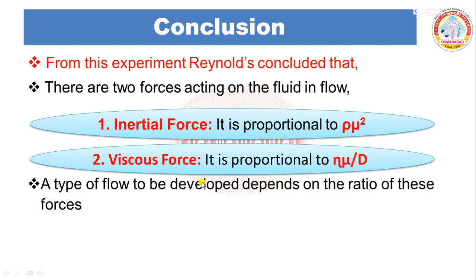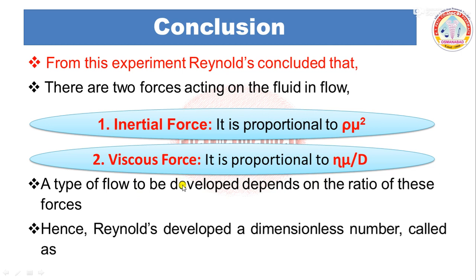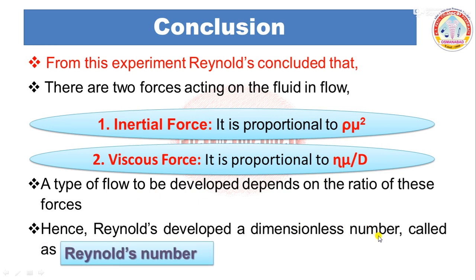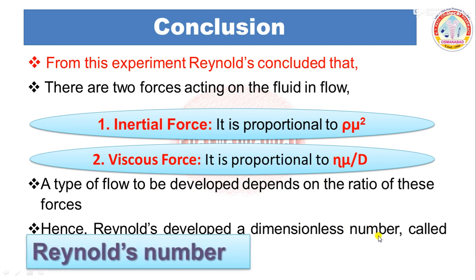And hence from this, Reynolds claimed that the type of flow to be developed in the liquid depends on the ratio of these two forces. And from this, Reynolds developed a dimensionless number called the Reynolds number.